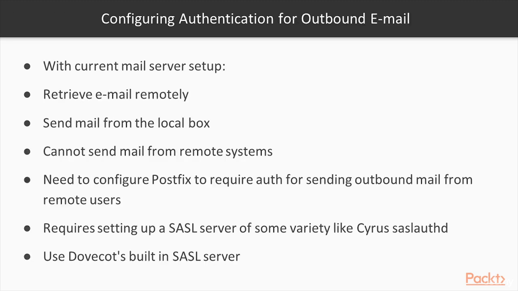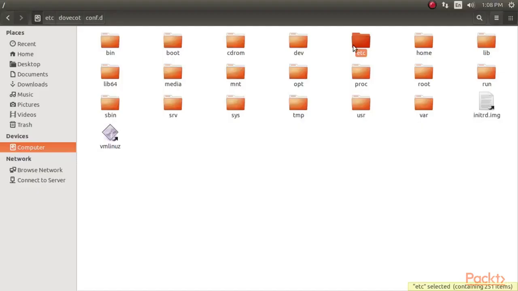With our current mail server setup, we can retrieve email remotely, and we can send mail from the local box, but we cannot send mail from remote systems. In order to enable this functionality, we need to configure Postfix to require auth for sending outbound mail from remote users. Typically, this requires setting up a SASL server of some variety, like Cyrus SASL authd. In our case, we're going to use Dovecot's built-in SASL server. Let's see how to do it.